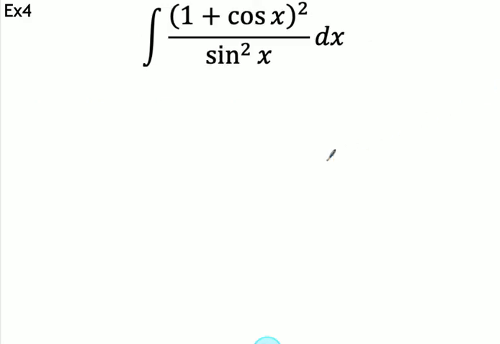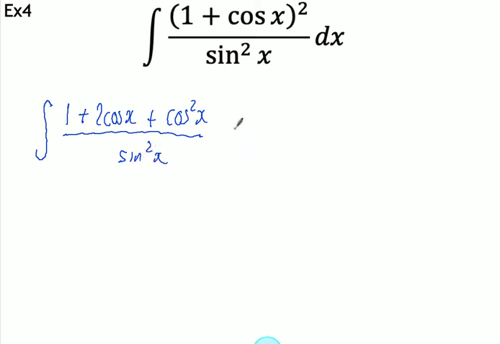Okay, so this one again, a little bit different once again. Let's deal with what I can do first. So again, expand that numerator. So we get 1 plus 2 cos x plus cos squared x. So that doesn't really help at the moment. Maybe there's another way I can rewrite it. Oh, I can take each term and divide it by sine squared and rewrite it in that way. Let's see if that helps.